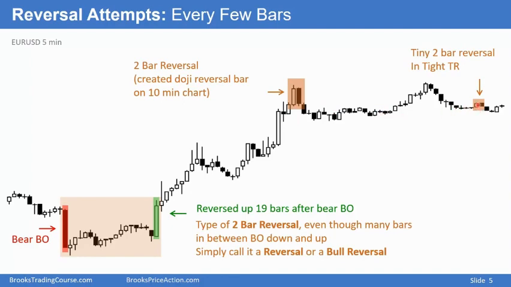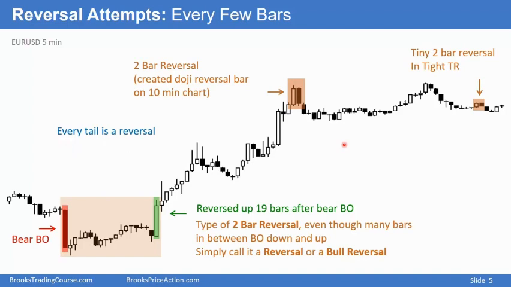This bar is a small bull bar, and it's followed by a bear bar about equally big. This is a small reversal within a very tight trading range. Meaningless, probably simply going to go sideways more instead of breaking to the upside or the downside.